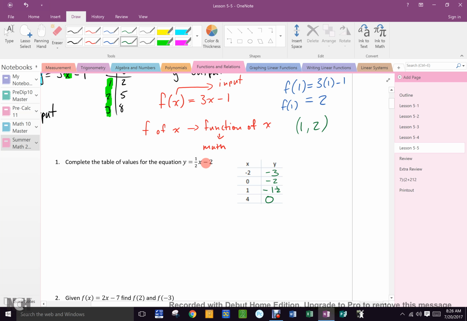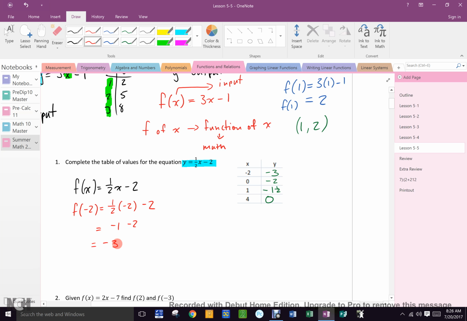How do I write that the way we want it written now? f(x) equals 1/2 x minus 2. Yeah? And where do the input numbers go? In where there's an x. So the first one would be the f of what? Negative 2. And what would I write out? 1/2 of negative 2 minus 2, which would be negative 1 minus 2, which would be negative 3.